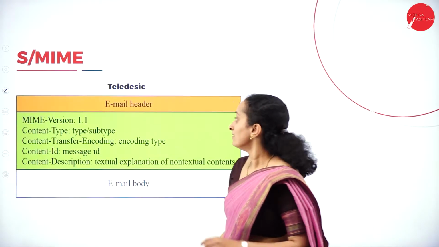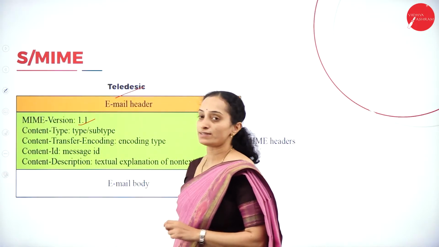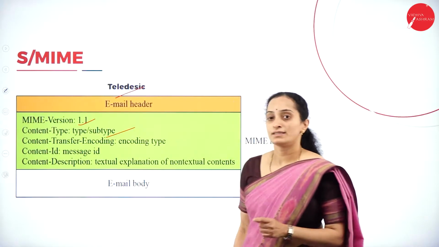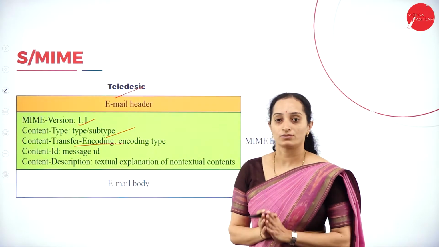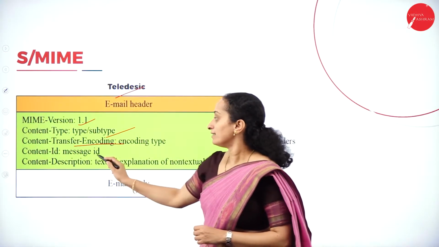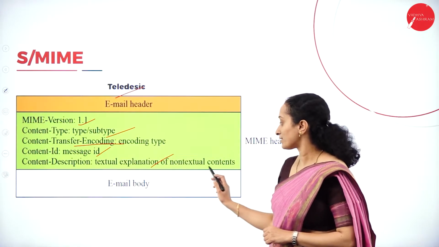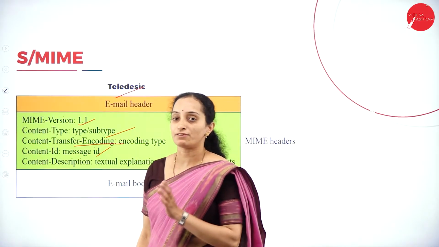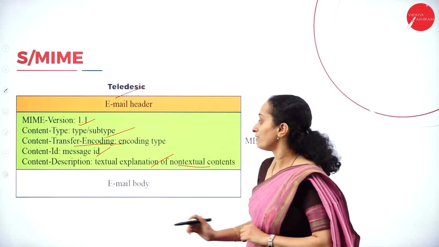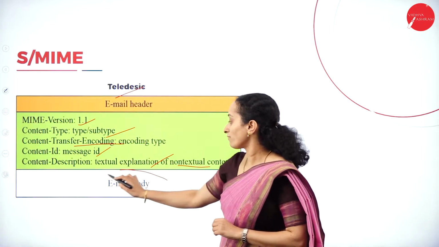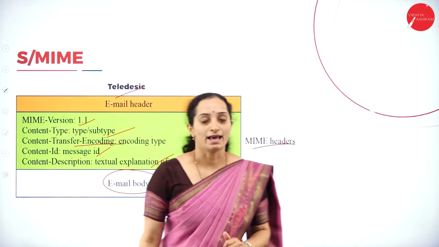Here we have the version of MIME. We have version 1.1 of MIME. We use the content type, the subtype, and the transfer encoding, which tells how the encoding is done. Then the content ID or message ID. Then we have the textual explanation of non-textual content. Suppose a video or audio is there; to identify that file, there will be a content description. Along with that, we have the email body, which will be shown in a MIME header.